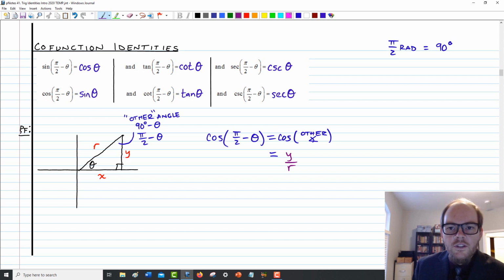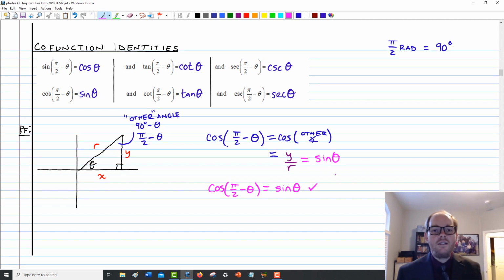Now to finish this off, we just need to know what other trig ratio has the ratio y over r. Well, relative to theta, we have opposite and hypotenuse, which means y over r is equal to the sine of theta. And that means, as our identities up there told us, the cosine of pi over 2 minus theta is just equal to the sine of theta. So in fact, there it is. It is indeed that relationship.